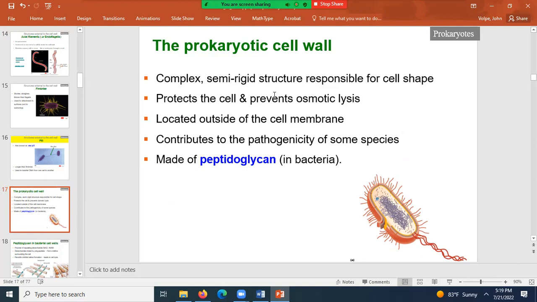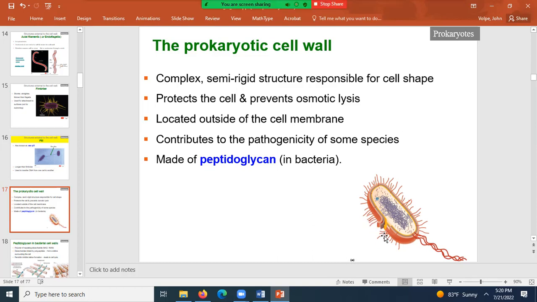The cell wall protects the cell membrane and can prevent osmotic lysis. So lysis occurs when water moves into a cell, like when you put a red blood cell in a bucket of water. Water will move into the red blood cell, expanding it, and expanding the plasma membrane, until the plasma membrane bursts, and then that'll kill the cell.